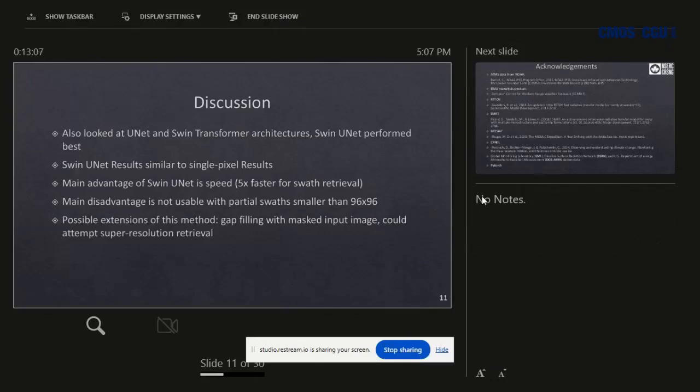There's possibility for expanding this method. You could do some gap filling with it, where you mask the input image and try to get it to extrapolate the output image or interpolate. And then you could also try to do like a super resolution retrieval using the same architecture.